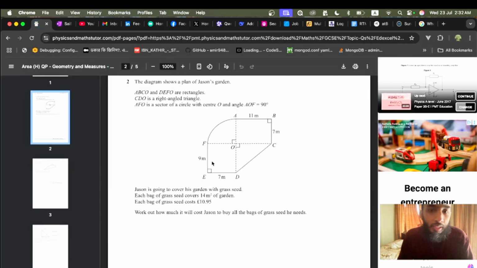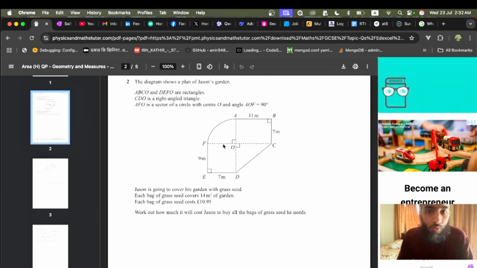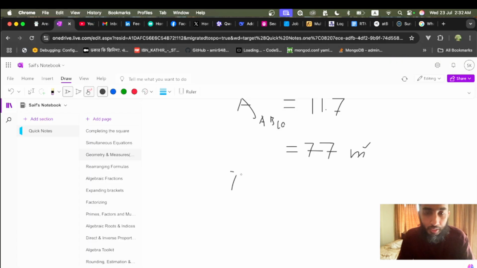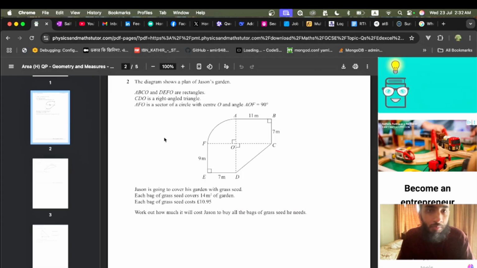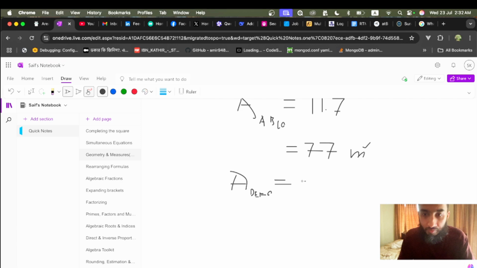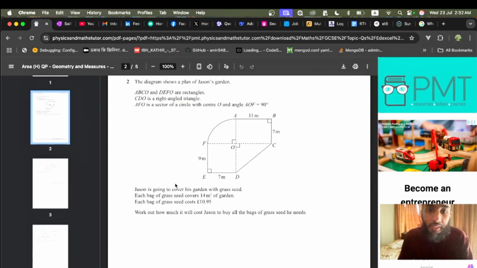And what is the area of DEFO? The length is given, the width is given. The length given here is 9 meter and the width is 7, so it is 63 meter square. So we have figured out the area of the two rectangles.